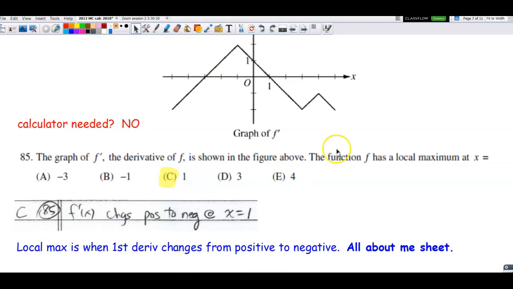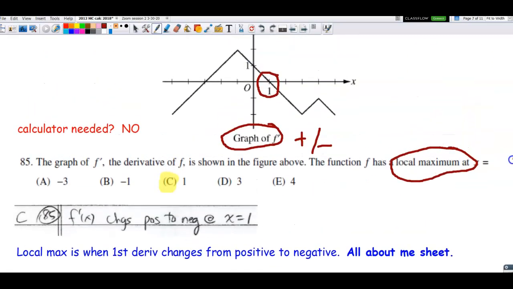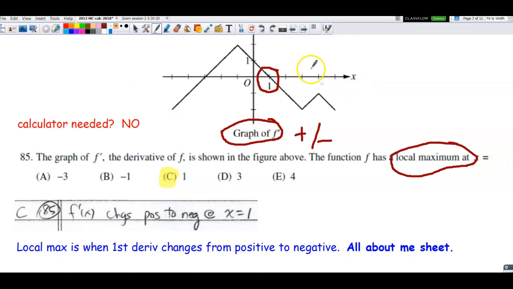85. No calculators needed because they're giving me the graph of f prime, or the first derivative. The first derivative is given of f, shown on the figure above. The function has a local maximum at. So we're looking for a local maximum. This is the first derivative, so we're looking for the first derivative to change from positive to negative, and the first derivative changes from positive to negative at x equal to 1. All about me sheet, all about me sheet, all about me sheet. Notice you keep hearing that in the videos because most of the test is connected to the all about me sheet.